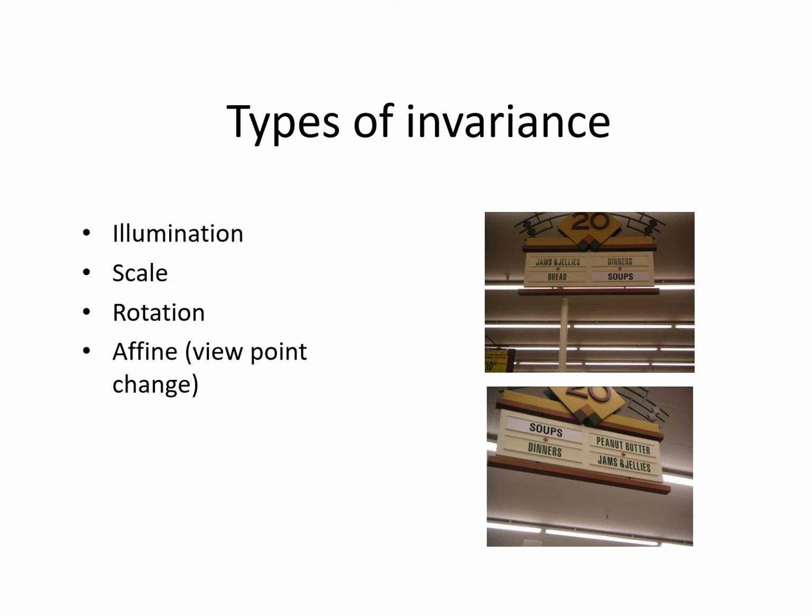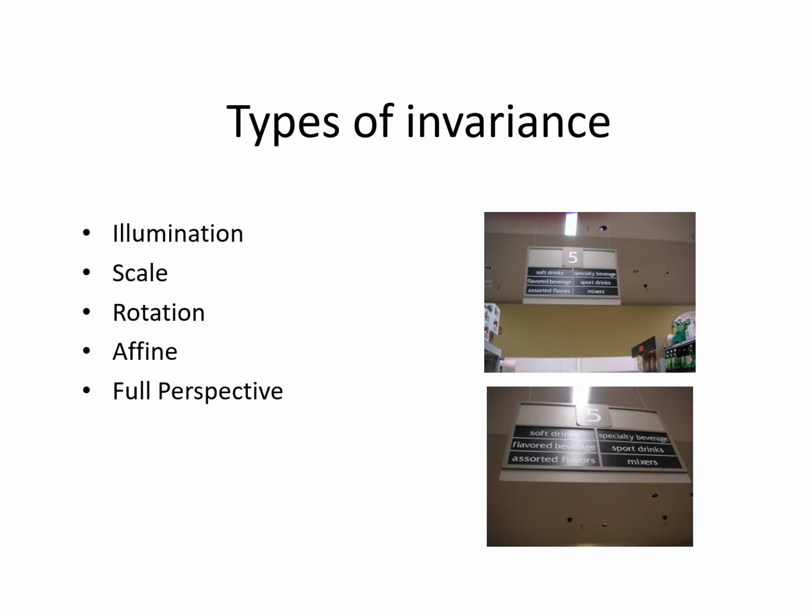For example, the first one is James and Joel's, dinners, bread and soup. For James and Joel's it's bread and for dinners it's soup. But here the viewpoint has been changed: for soups at dinners and for peanut butter, for soup peanut butter and for dinner jams and jellies. It shows you the full perspective. It has been zoomed up and shows the full perspective of the content which has been written on the board.